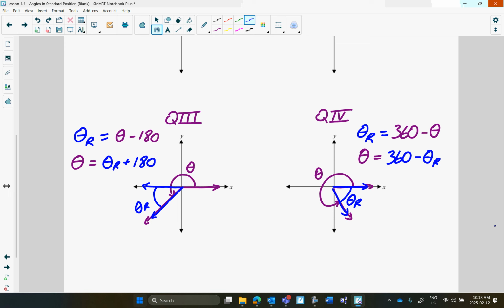Because we need to understand these ideas of reference angles, because our next step is going to be how to draw triangles in all 4 quadrants. Right triangles, because that's what we do trig with, right? Right triangles. But for now, we're just going to focus on this.